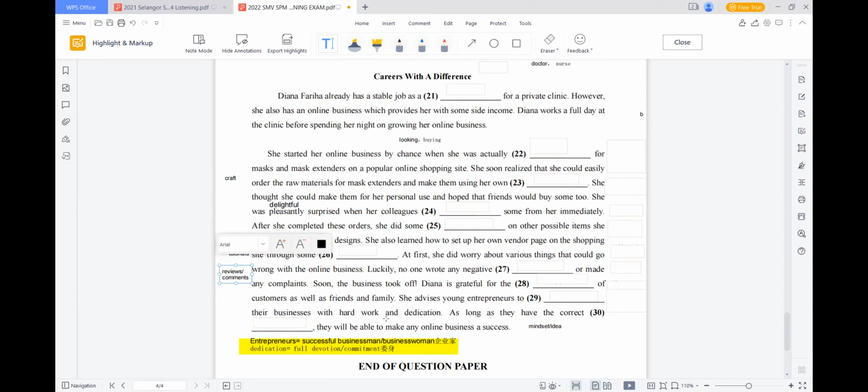To what? Their business with hard work and dedication. Okay. She advises 他们做什么? To what? Their business and work with hard work and dedication. To what? Their business with hard work and dedication. You can guess. As long as they have the correct one, they will be able to make any online business a success. Okay? All right. Let me see. Some people may say it's minds or ideas. Okay? They have correct minds or ideas. Okay? All right. Now I'm going to play and then you listen. You'll guess the answer. Yeah? Okay.